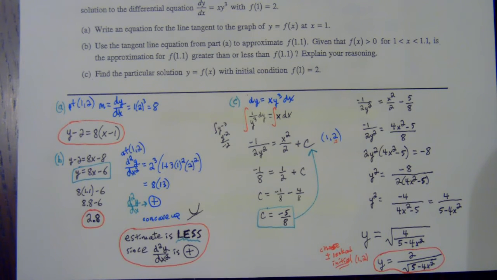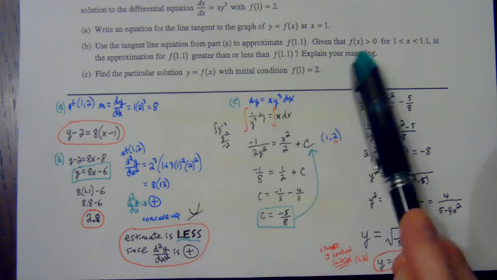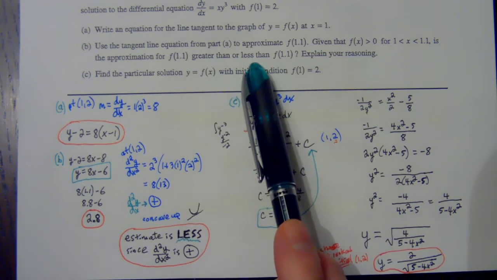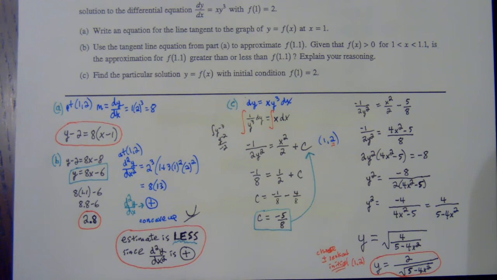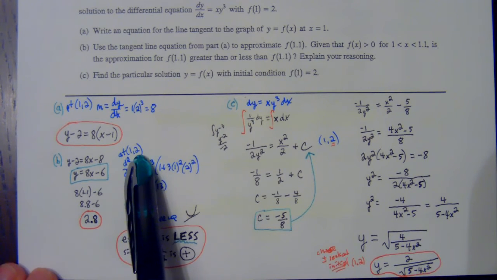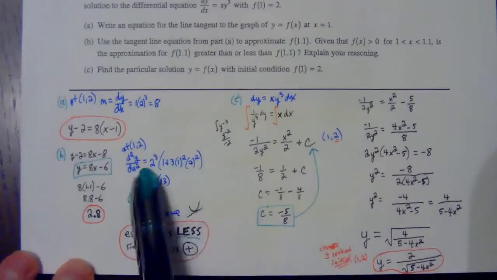Now, anytime they have you use a tangent line to approximate something and then turn right around and ask, is that approximation, is that estimate greater than or less than the actual y value? What they're meaning for you to do is look at your second derivative, okay? And I'll explain why in a second. But for now, let's just take this point 1 comma 2 and plug it in for x and y into that second derivative there. And you can see all my work there.